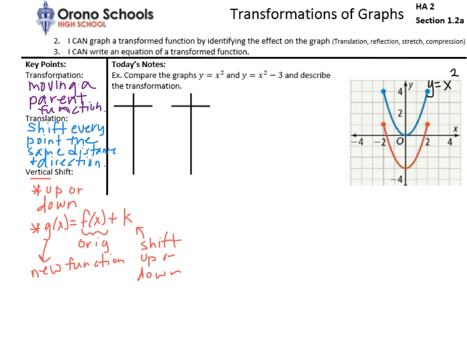Notice y equals x squared minus 3 is down further. That's the function in red. Y equals x squared minus 3. It says describe the transformations. Well, if we look at it, it looks like everything just moved down 3 units. That would be a way to describe it. So it has a vertical shift, down 3 units.